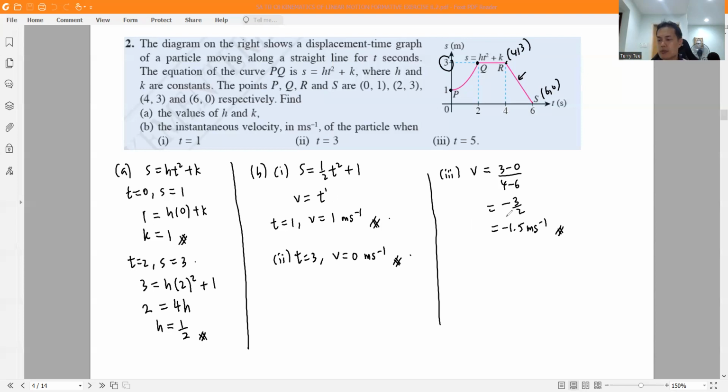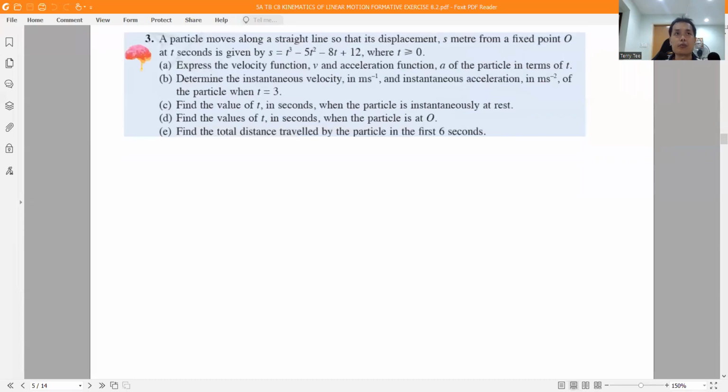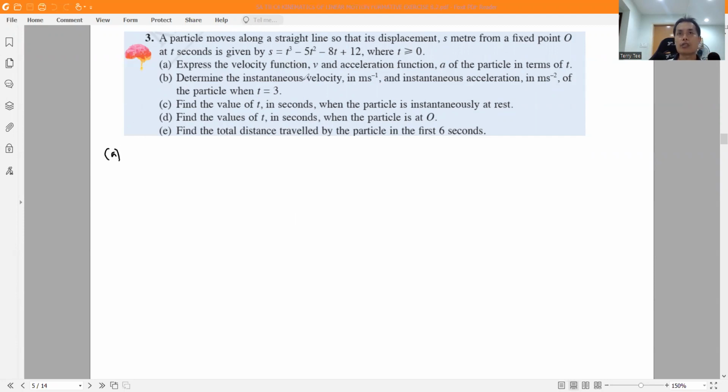Okay, now let's move on to question number 3. Okay, this question is a bit unique. I would say it's something that is not really in your syllabus because you don't know how to solve. You don't learn how to solve a cubic function. But I can just show you, explain to you. This idea of solving cubic function is in IGCSE, is in A levels, but not in Form 5 SPM, and not really in the syllabus. All right. So first, we want to express velocity function v and acceleration function a.